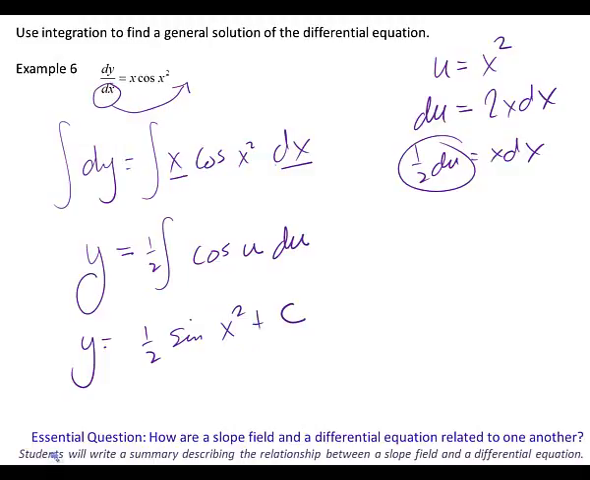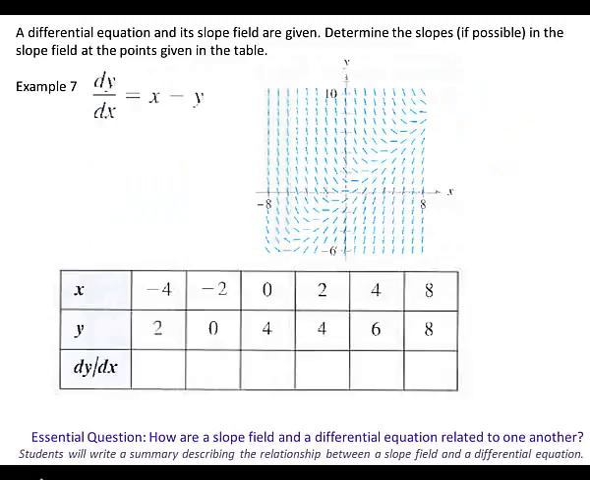All right. We're going to flip into slope fields again. So, a differential equation and its slope field are given. Determine the slopes, if possible, in the slope field at the given points in the table. I'm not sure why we would try to read them off the graph when we have the function. So I'm just going to use the function, and we can use the graph to verify that we're doing the right thing.